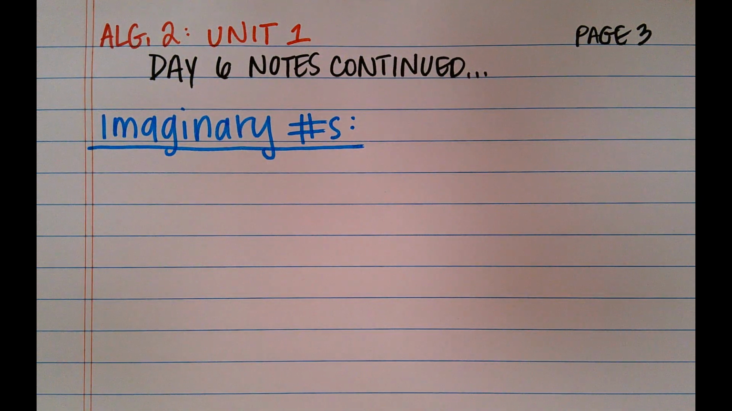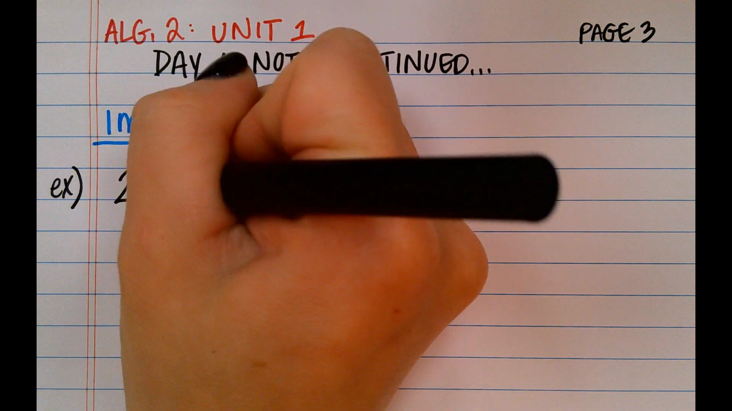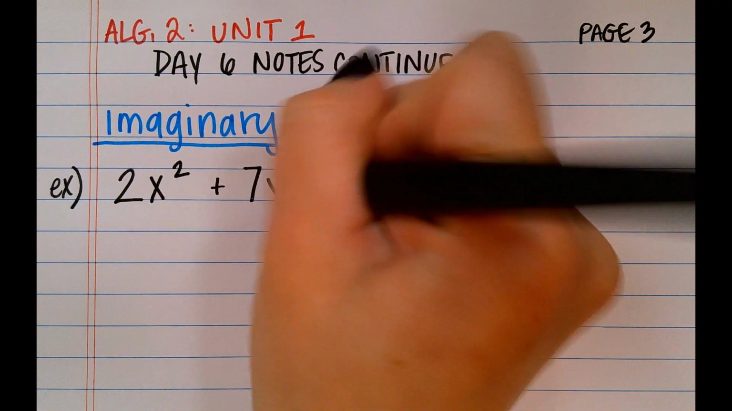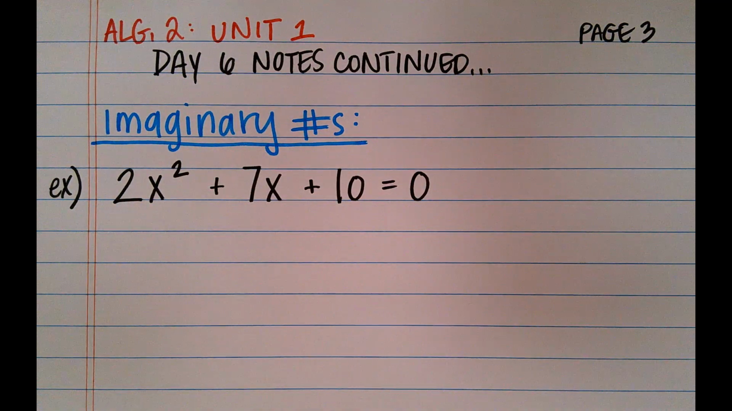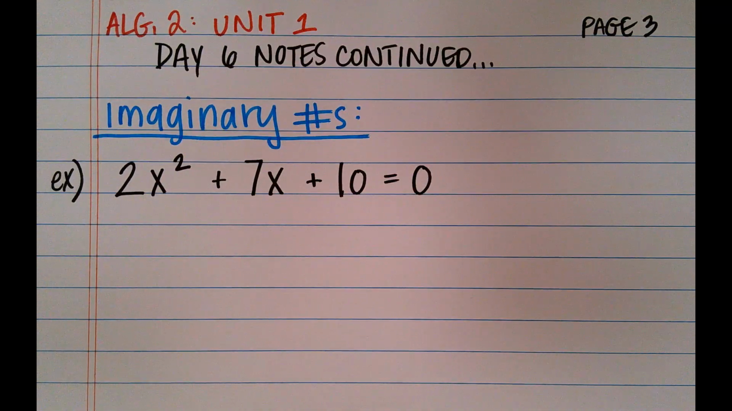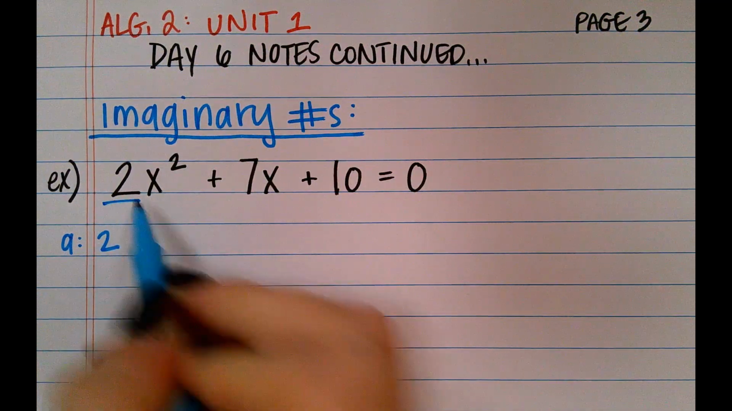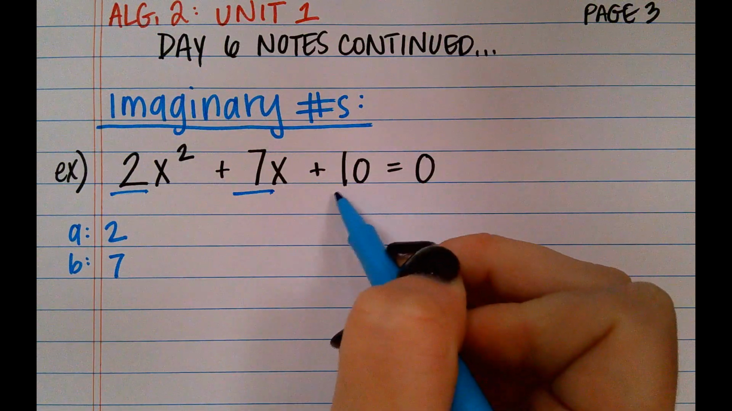And I'll give you an example. So I have 2x squared plus 7x plus 10 equals 0. What are my values for A, B, and C? A is 2. Good. B is 7. C is 10. Good.